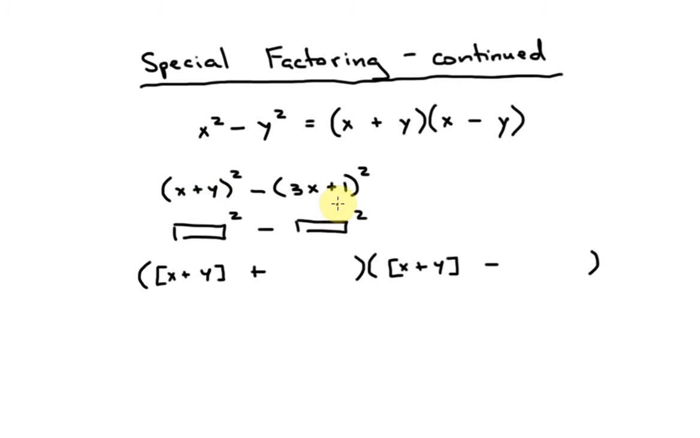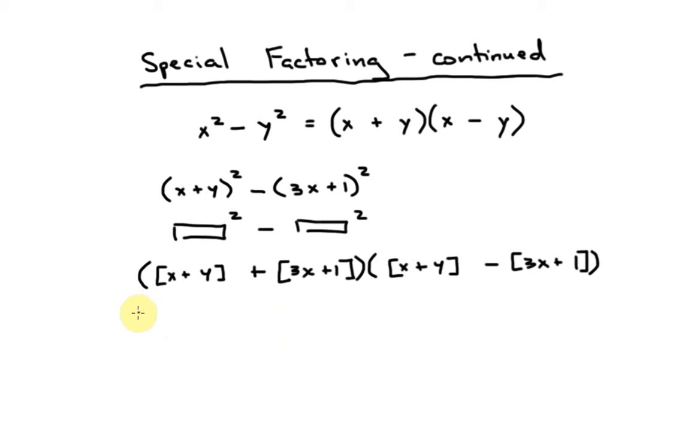Perfect. Now we're going to do the same thing for the second spot. This is a 3x plus 1, and we want to multiply that by itself. So over here I have 3x plus 1. Okay, so we have it all set up.